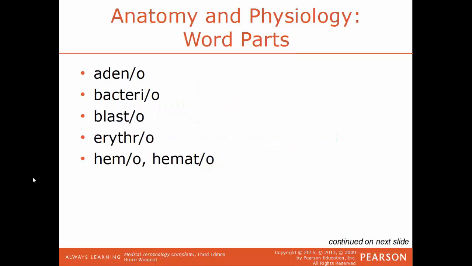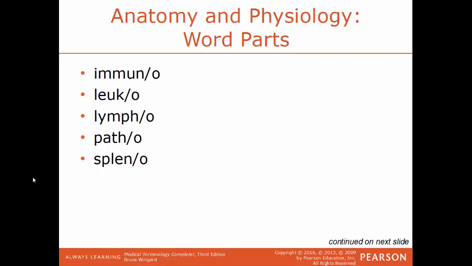First, we'll start off with some anatomy and physiology word parts for these systems. The first one, adeno, is a reference to gland. Bacterio is a reference to bacteria. Blasto, this term is a reference to a sprouting or an embryo or a developing cell layer. Erythro is a reference to red, such as an erythrocyte is a red blood cell. And hemo or hemato, both of those reference the blood. Immuno references the immune system.